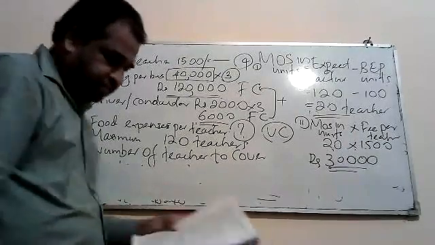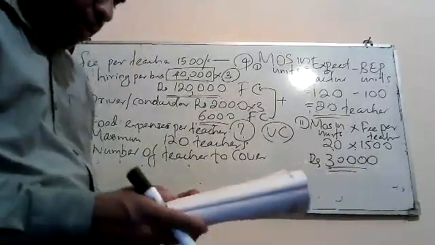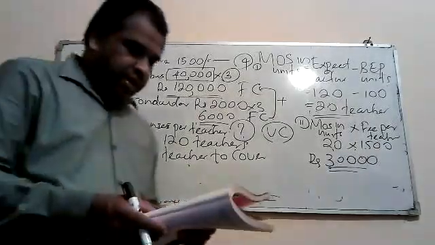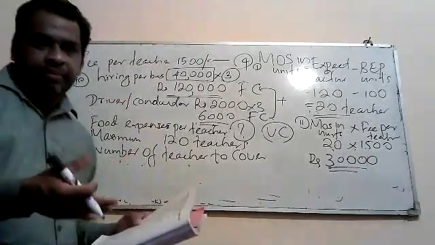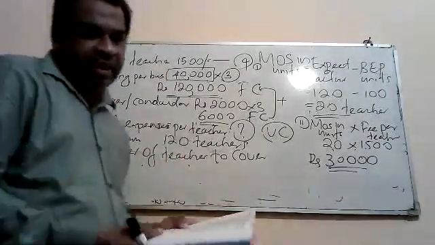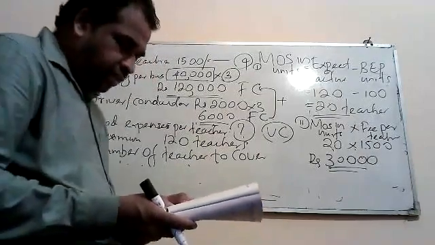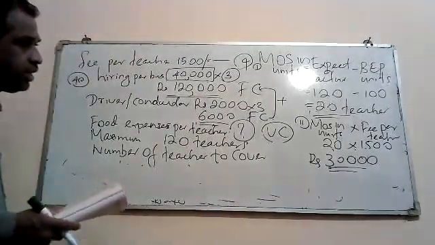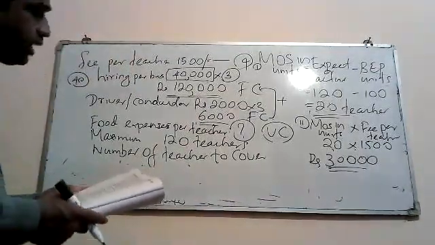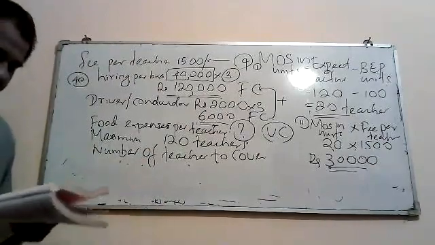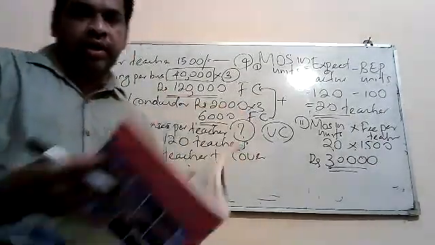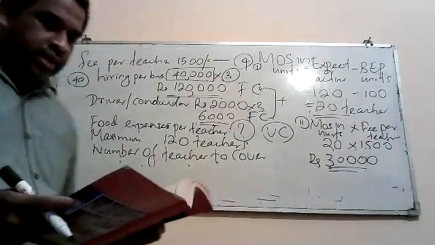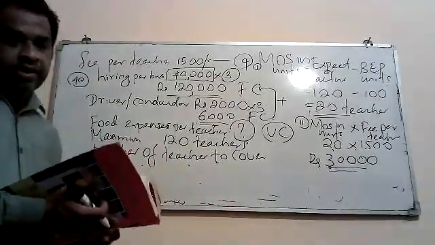The next part: the surplus of the trip if the maximum number of teachers expected participate. Surplus or profit. If you exceed the BP point, then you have a surplus. That is the MOS. We have different methods to calculate surplus, but we can apply one way.